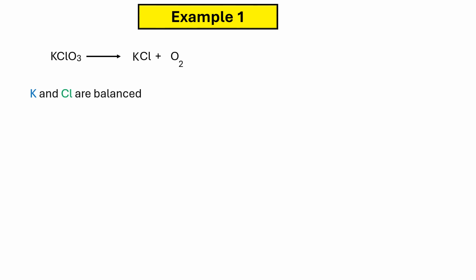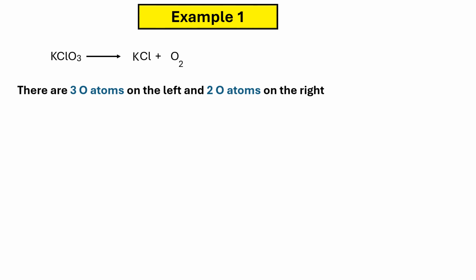Potassium and chlorine are balanced so far, right? Because we have one potassium on the left, one potassium on the right side of the equation, one chlorine on the left, one chlorine on the right as well. So they are balanced. However, we have three oxygen on the left and two oxygen atoms on the right, so oxygen is not balanced. Therefore we need to balance oxygen.